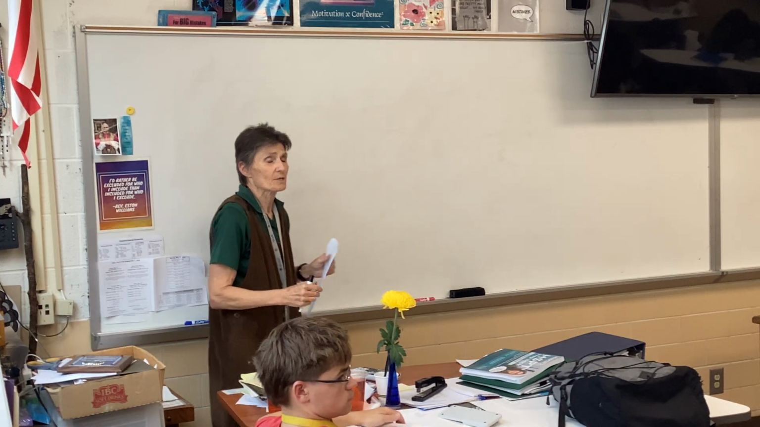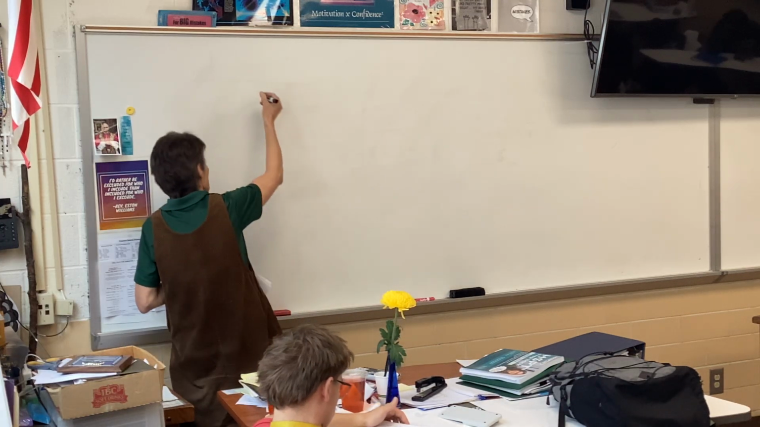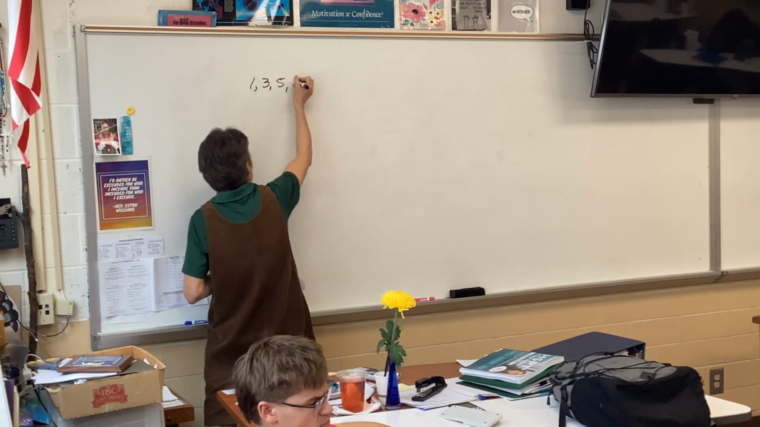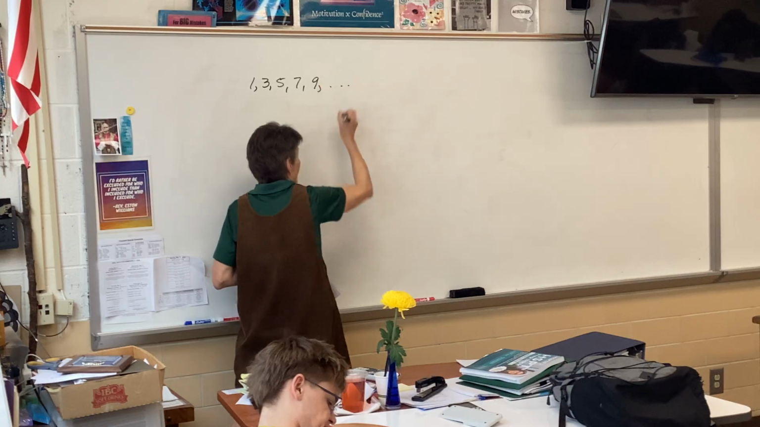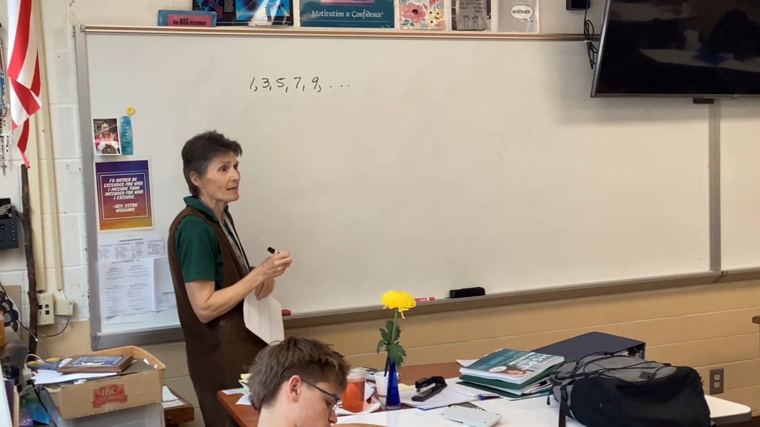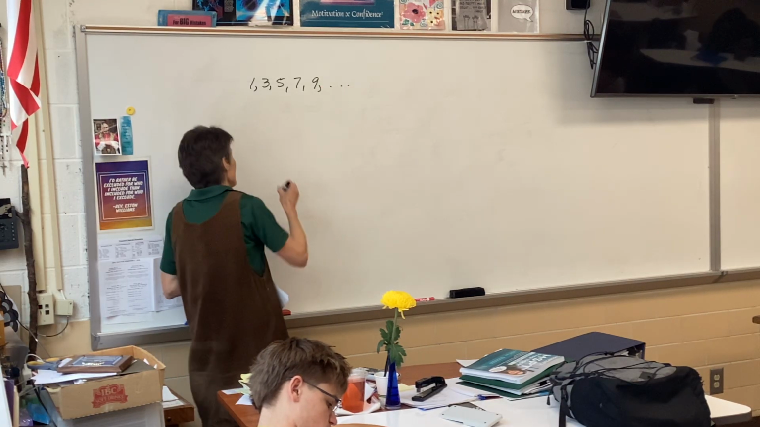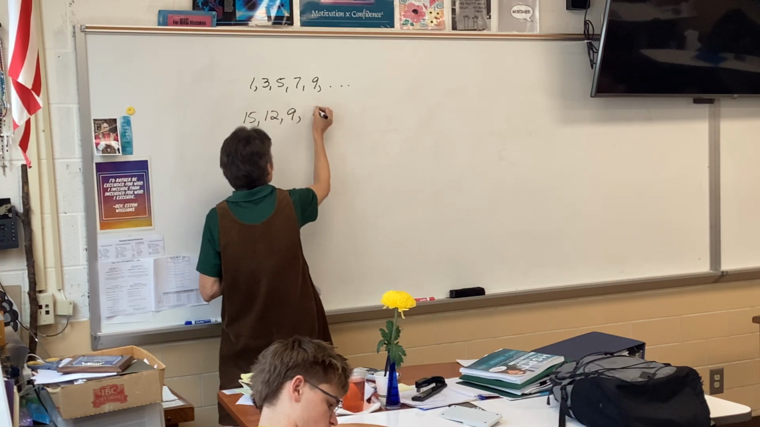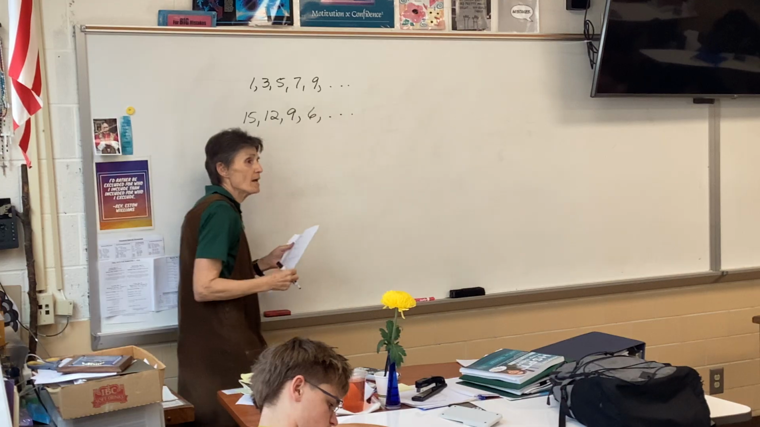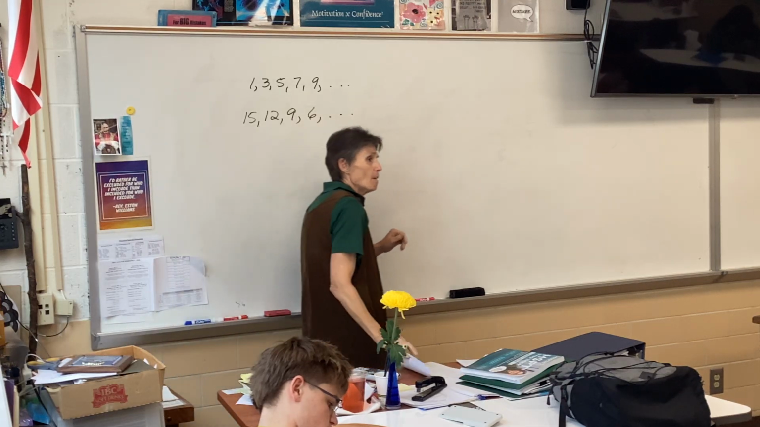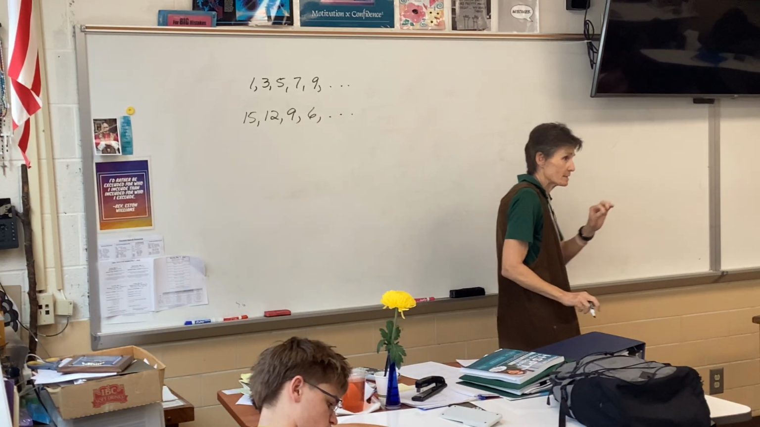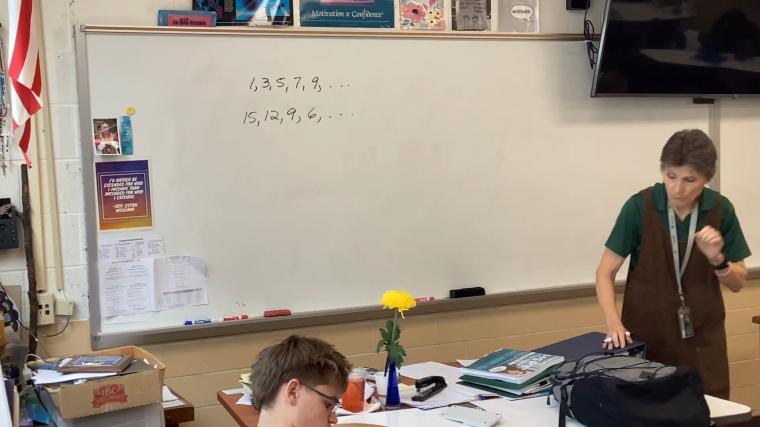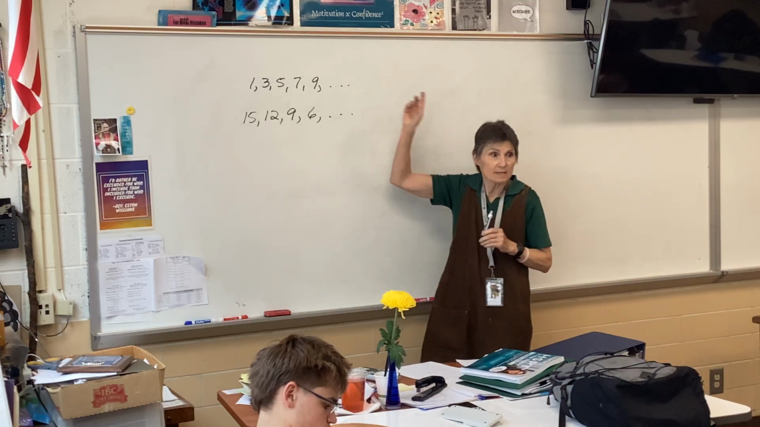Some examples of arithmetic sequences. Let me just put a couple on here. 1, 3, 5, 7. That is called an arithmetic sequence. Another example: 15, 12, 9, 6. Another arithmetic sequence. Both of these sequences, I hope, you could continue. In other words, if I said what comes next, you could tell me.